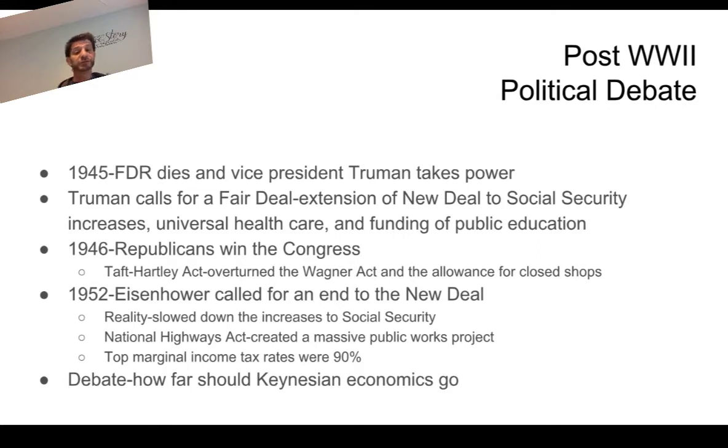In 1952, Eisenhower came into office and initially called for an end to the New Deal, but in reality what he did was to slow it down. So he slowed down the increases to Social Security. He actually spent a ton of money on the National Highways Act, which was a massive public works project, and he allowed for a continuance of the top marginal income tax rates, which were at 90%.